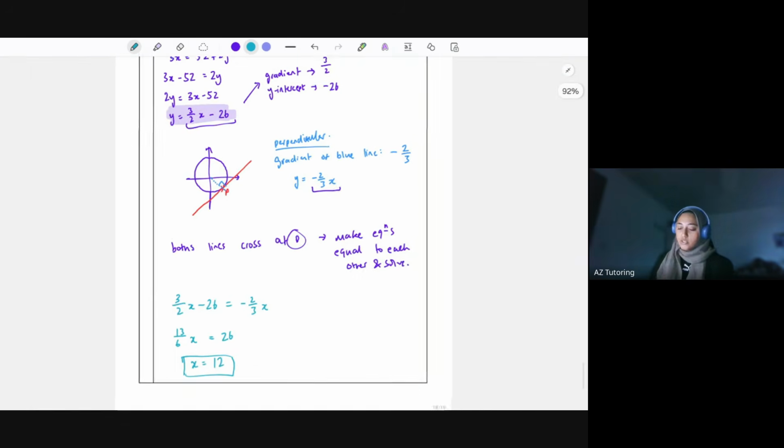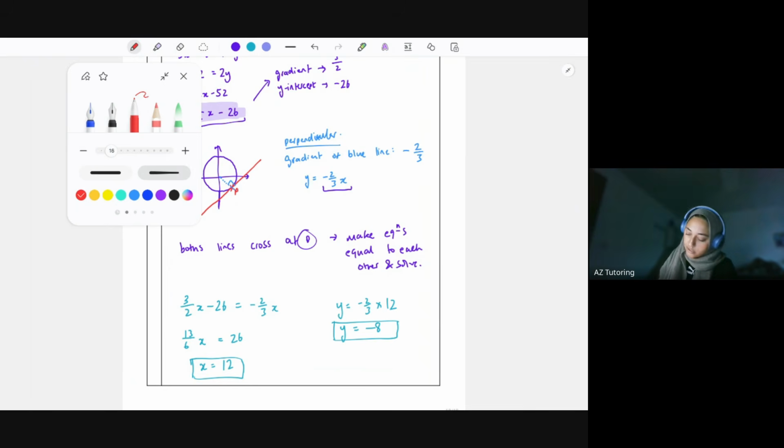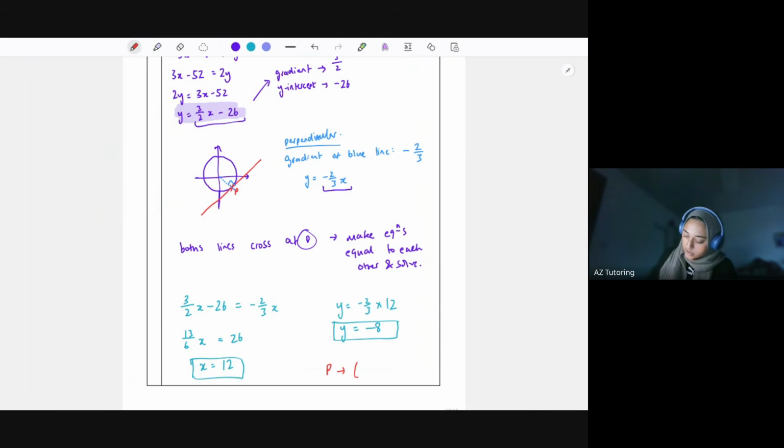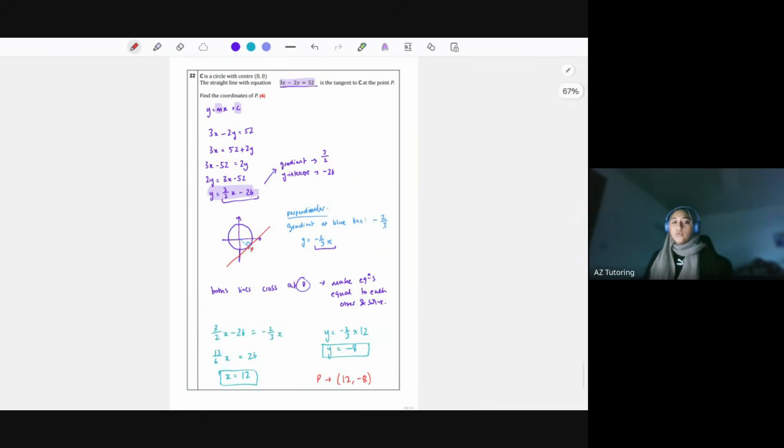So to find the y, I just need to substitute into any of these equations, the y ones. I'll choose the bottom one just because that's a lot easier. So y equals minus 2/3 times x, which we know is 12. So therefore y equals minus 24/3, which is minus 8. And there you go, we've got our coordinates of P. I will just put it in red here. Our coordinates of P is just 12, which is the x part, minus 8, which is the y part. And that's for 4 marks, question 22.